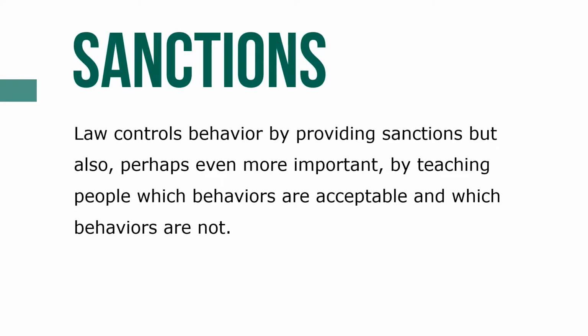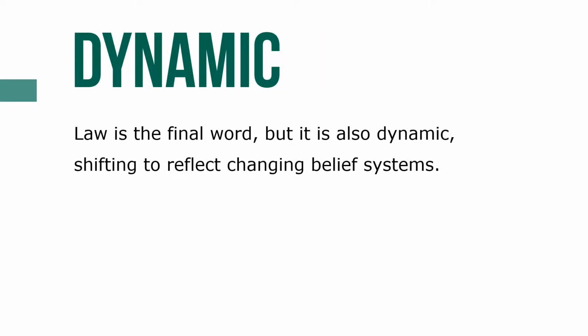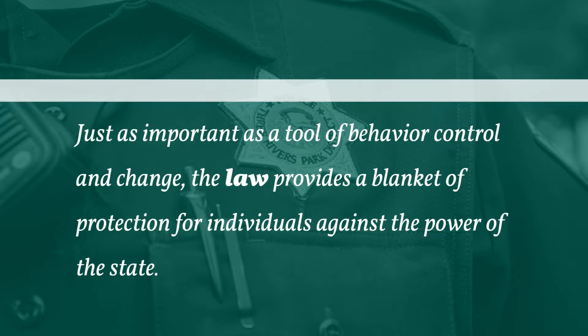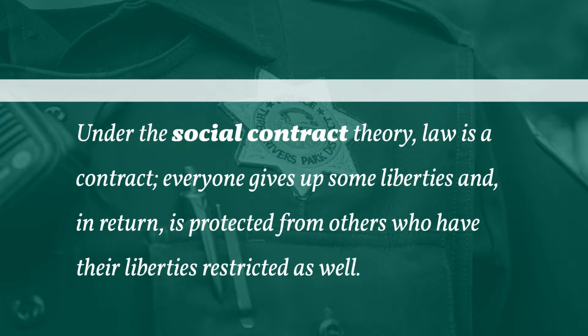Law controls behavior by providing sanctions, but also, perhaps even more important, by teaching people which behaviors are acceptable and which behaviors are not. Law is the final word, but it's also dynamic, shifting to reflect changing belief systems. Just as important as a tool for behavior control and change, the law provides a blanket of protection for individuals against the power of the state. Under the societal contract theory, law is a contract. Everyone gives up some liberties and in return is protected from others and has their liberties restricted as well.